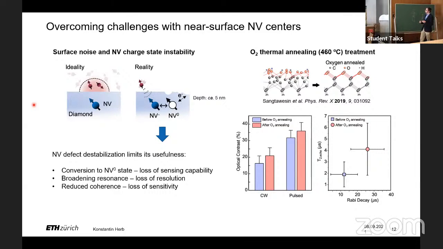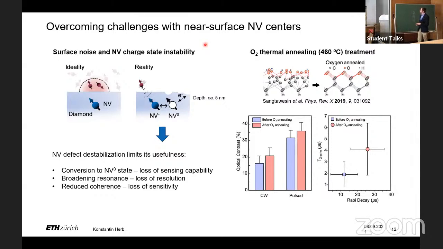So what can we actually do to mitigate that? Well, first of all, you should try to prepare as crystalline a surface as possible, because that already reduces the magnetic surface noise. And then what we are now using is an oxygen treatment, where we basically bring the diamond into a hot oxygen environment, and that etches off all the graphitic carbon, and also it terminates the surface with oxygen, which is appropriate because of its positive electron affinity.